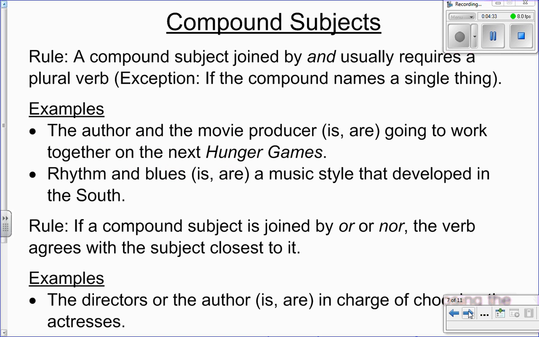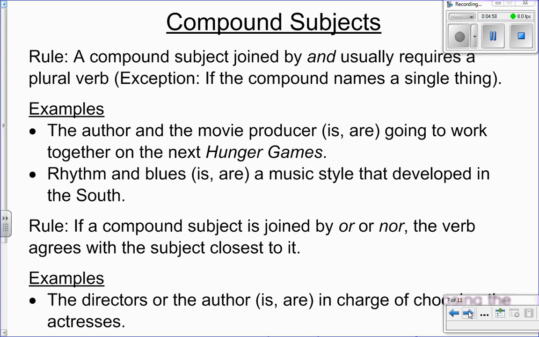Now, the next type of tricky subject is a compound subject, and a compound subject is two subjects or more joined by or, nor, or and. The rule that we're going to talk about is a compound subject joined by and usually requires a plural verb. However, there is an exception. If the compound subject is naming a singular item, then it would take a singular verb, and we'll take a look at an example here.